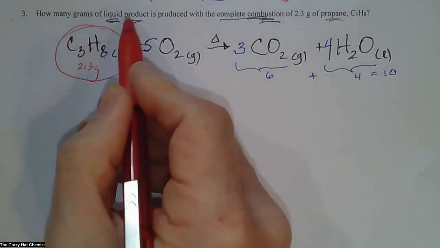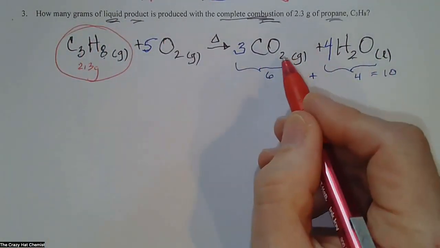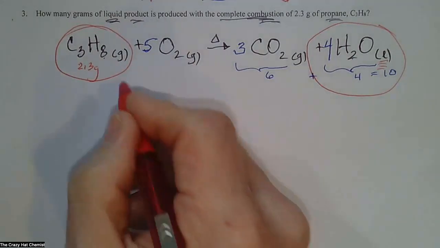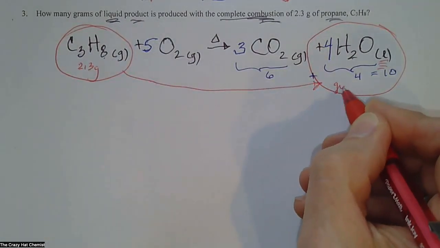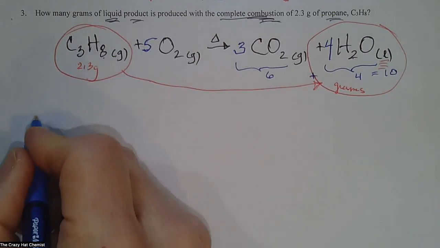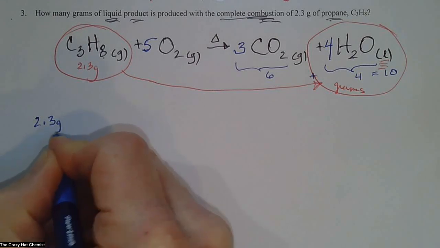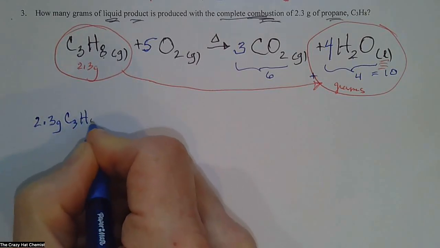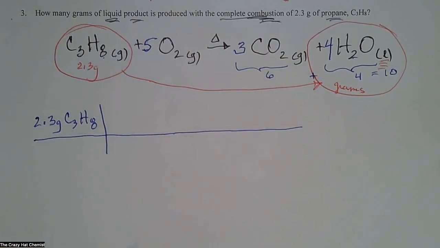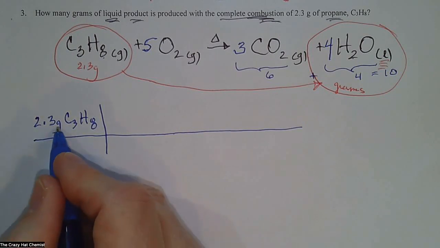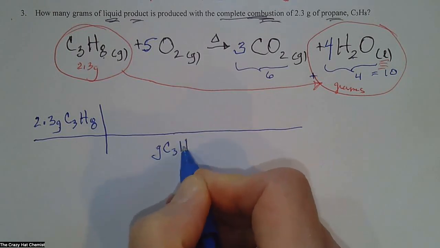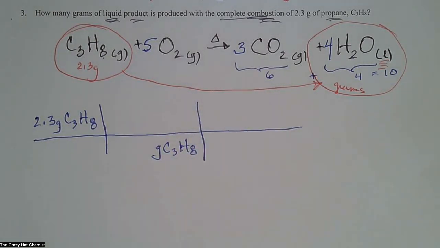And it says, how many grams of liquid product? So I got 2 products, carbon dioxide and water. The one that's a liquid is my liquid product. And I'm looking for grams of that liquid product. All right. So what we're going to do is start off with our 2.3 grams of propane. Just like that. And so we have grams of propane. We're going to have grams of propane here in the denominator such that our units will cancel.